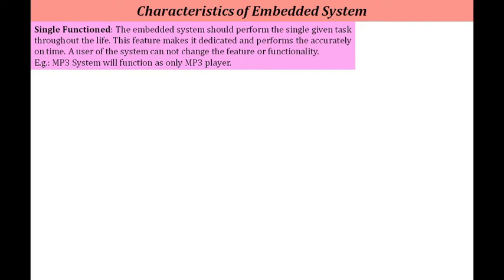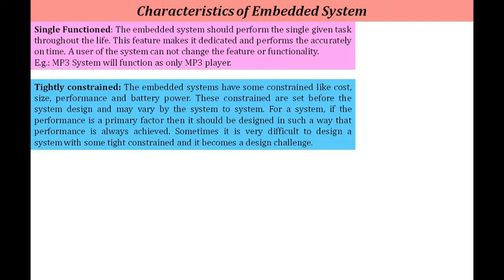The next one is task specific, or tightly constrained. This is very important. What do we mean by tightly constrained? Embedded systems have some constraints related to cost, performance, size and battery power. The constraints are set before the system design and may vary from system to system. For a system, if performance is the primary requirement or primary factor, then it should be designed in such a way that performance is always achieved. So this is the primary requirement in some devices.